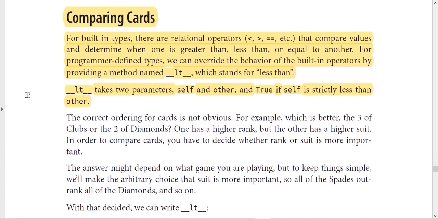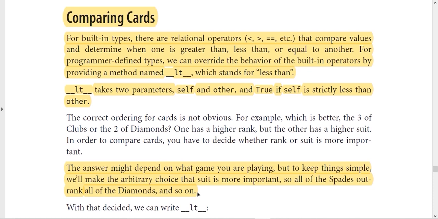But how do you know the correct ordering, or how do you say that one card is less than the other card? The answer might depend on what game you are playing. But in general, to keep things simple, we will make the arbitrary choice that suit is more important. So all of the spades outrank all of the diamonds and so on.